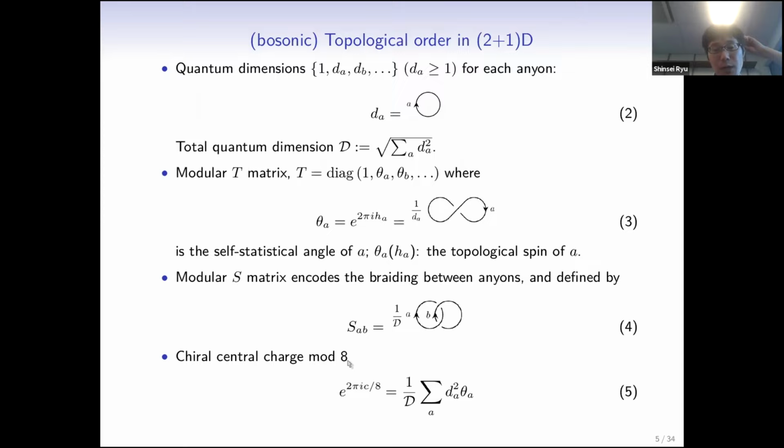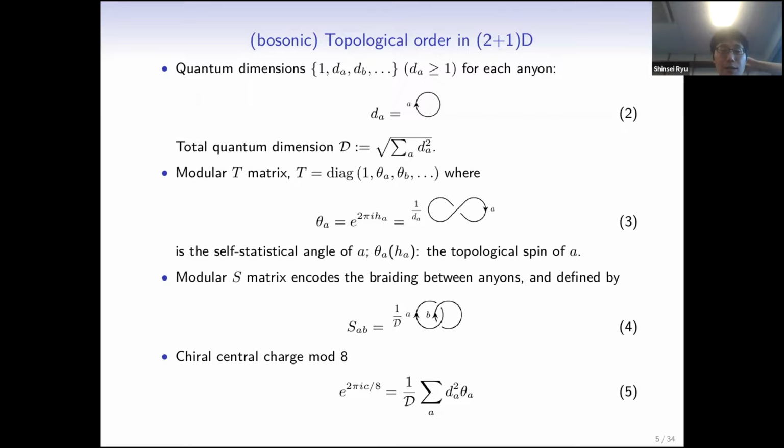So quantum dimension is diagrammatically written here. This can be computed using the diagrams from the previous slide and the data associated with each diagram. And this describes the Hilbert space dimension associated with each particle, roughly speaking. And then if I sum over each quantum dimension squared and take a square root, that defines a total quantum dimension.